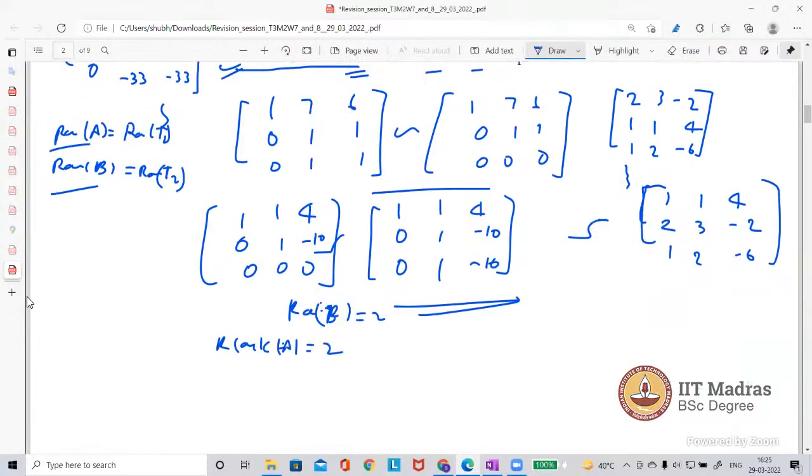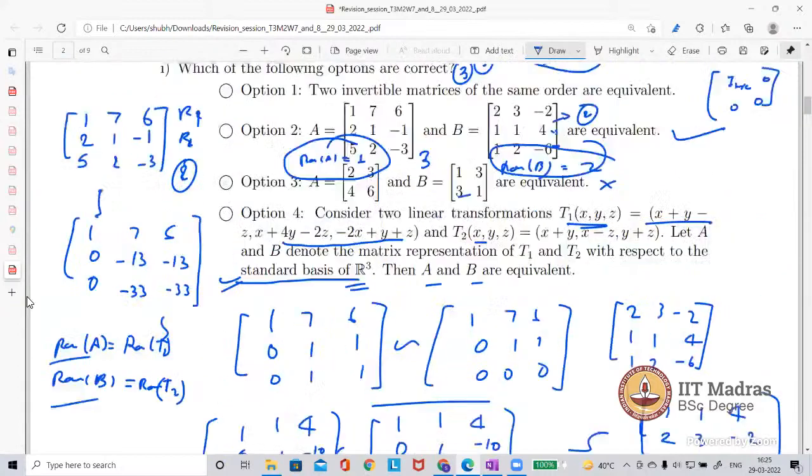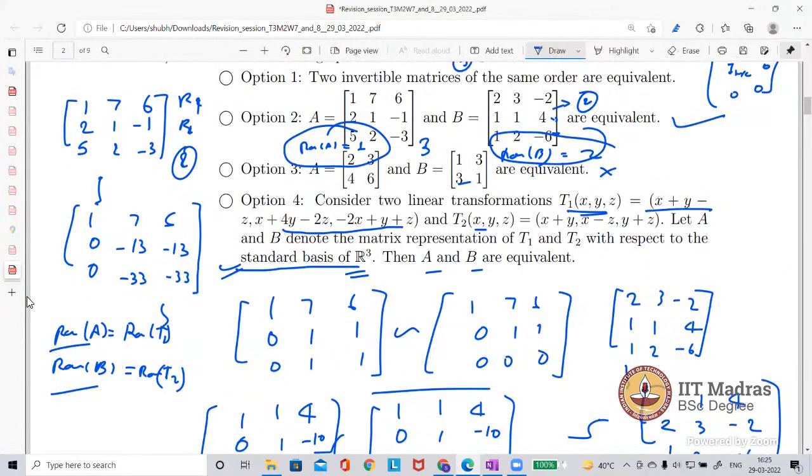Okay. That is easy. Both matrices have the same order. Rank is 2. And then decide the rank using the rank-nullity theorem.